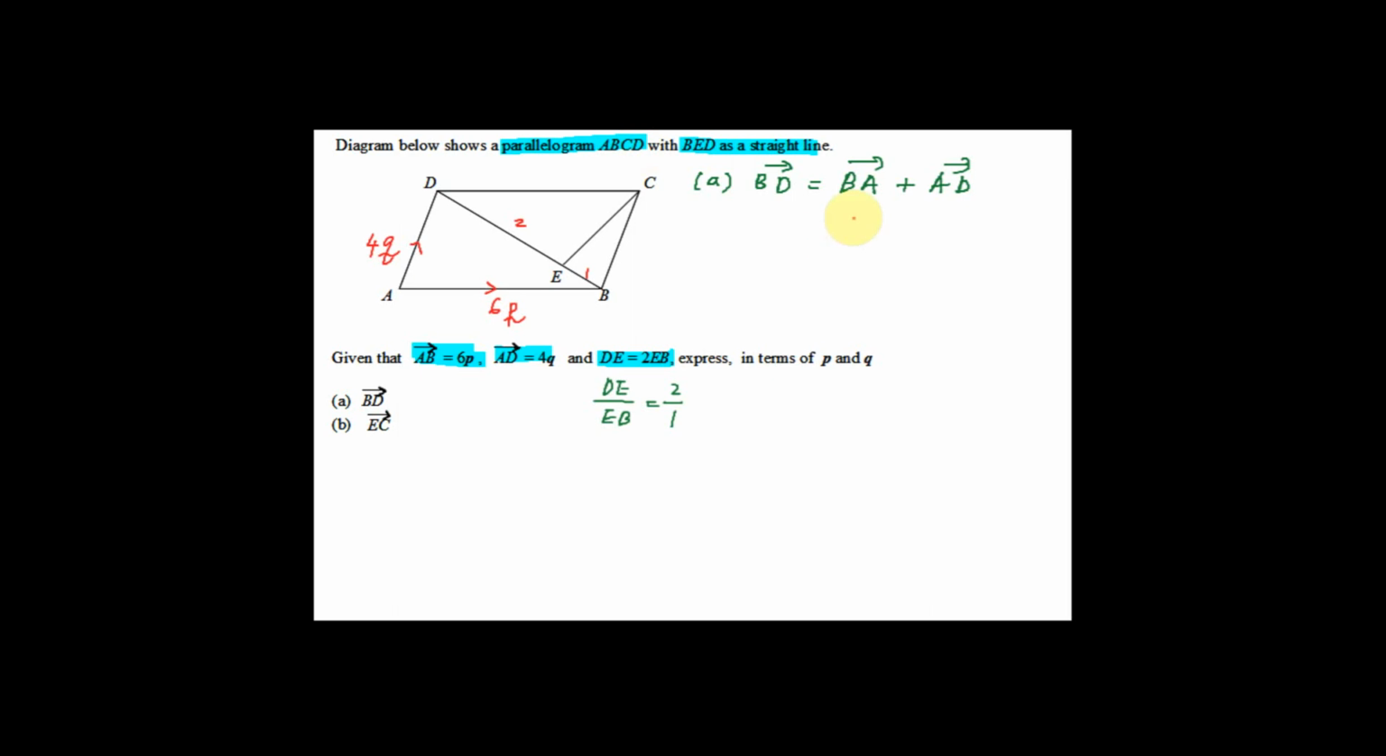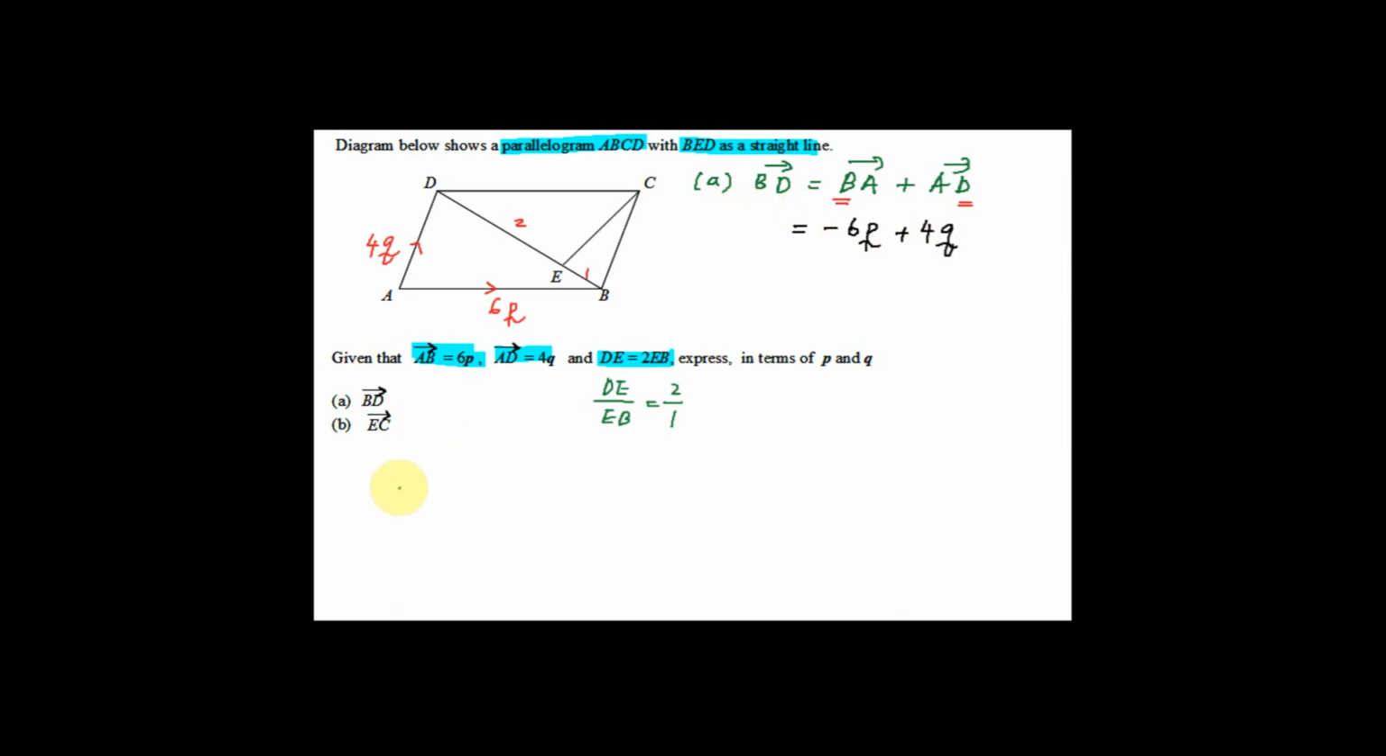So this starts with B and ends with D, that is BD. So what is BA? I know that my AB is 6p. So BA is the negative vector AB, so this equals negative 6p. AD equals 4q. So this is the answer for part A.